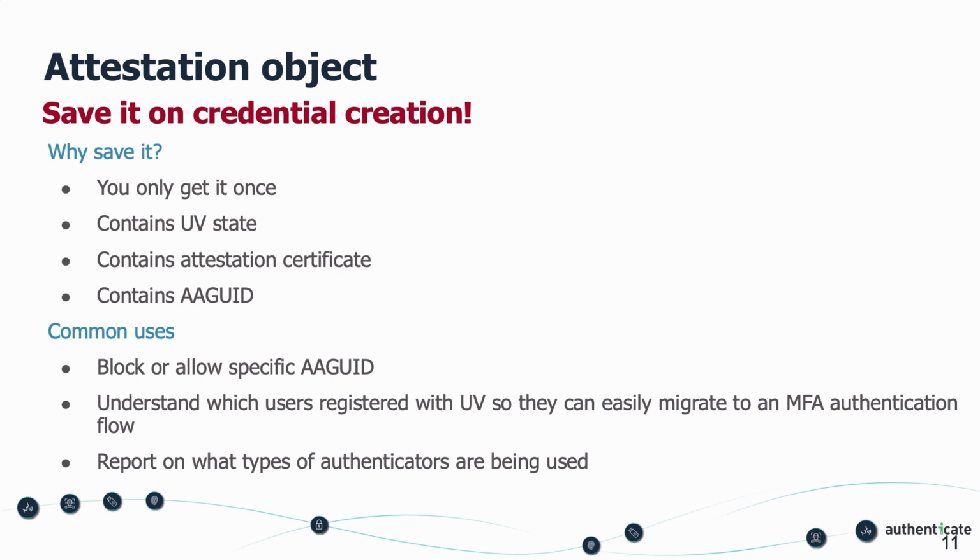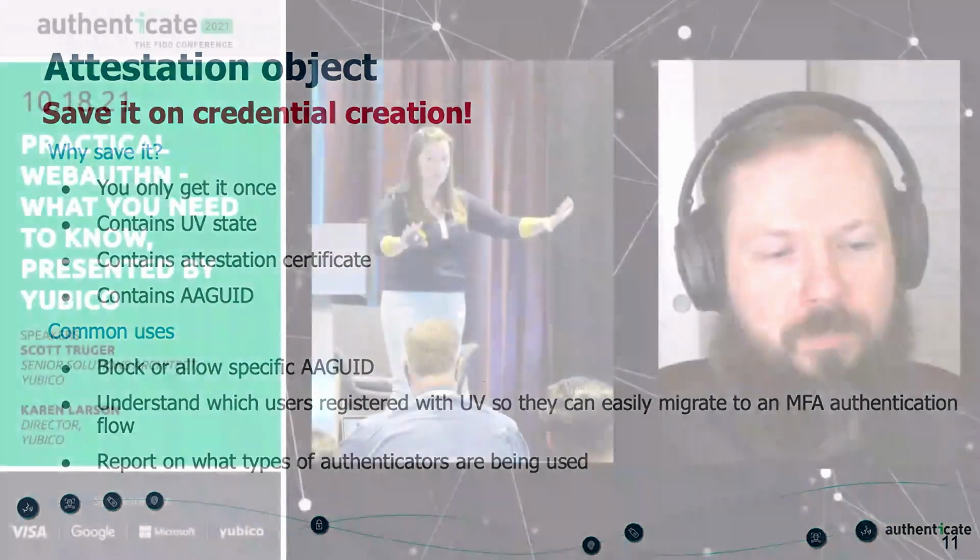And what that tells you is what type of device this was. The attestation certificate will just tell you that Yubico made it. What the AAGUID will tell you is what kind of series of authenticator you're looking at as part of that device. Common uses are to be able to block certain types of authenticators via AAGUID. You can also block certain manufacturers or allow certain manufacturers if you need to do that for compliance reasons as part of your environment. You can understand UV, and you can also report back on what types of authenticators are being used in your environment. But just remember, the big takeaway: you only get one chance to save that, so please save it.